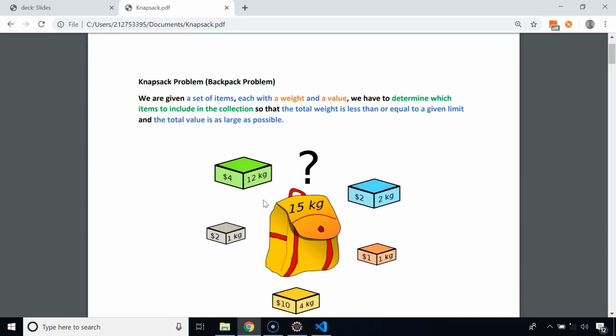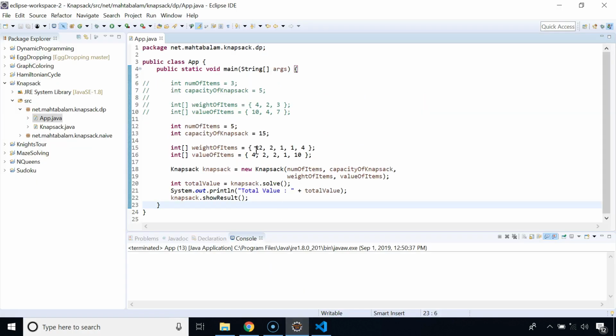Now let's execute the code for this problem when we have these 5 items and the capacity of the knapsack is 15. So our answer in this case should be 15. The maximum value we can get in this case should be 15, and we should include all the items except the first item which has weight 12 kg. So let's execute the code. So the maximum value we can get is 15 and we include the second, third, fourth and fifth items. So we exclude the first item.